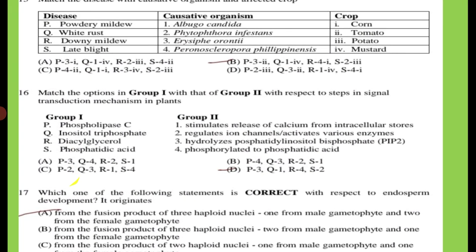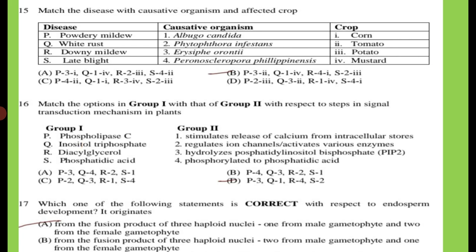Here, starting from question 15. The question asks: match the disease with the causative organism and the affected crop. One table is given. In the first column is the disease, in the second column the causative organism, and in the third column the crops. The first, that is P, powdery mildew. Powdery mildew is caused by Yersinia auranti. This organism causes powdery mildew and this is a disease of the tomato plant.